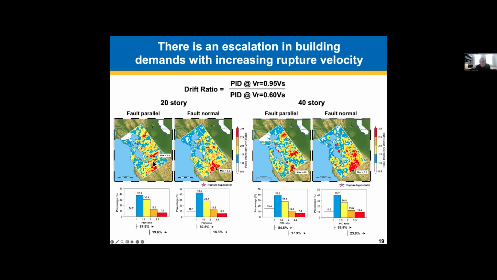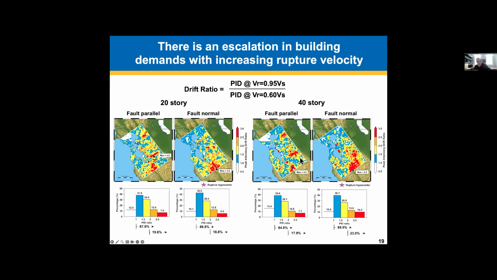This is the Livermore Basin here. So you begin to see basin effects increase in addition to the directivity effects. And again, we see here almost 20% of the buildings in this domain for 20-story buildings have a 2x or more increase in peak interstory drift. You see that effect here, both fault normal and fault parallel, interestingly.